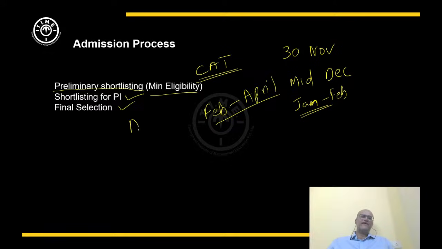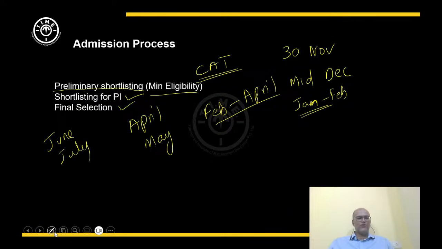The actual interviews, PI, group discussions, and essay writing will happen in February, March, in some IIMs even in April. And the list of selected candidates, some IIMs will release in April. Majority of the IIMs will start releasing the final selected list in May. The actual MBA classes, the MBA batch will start in June in old IIMs. In new IIMs, it usually starts in July.